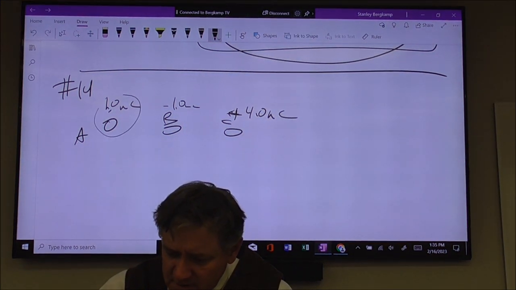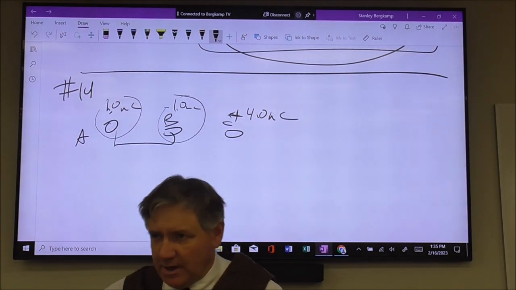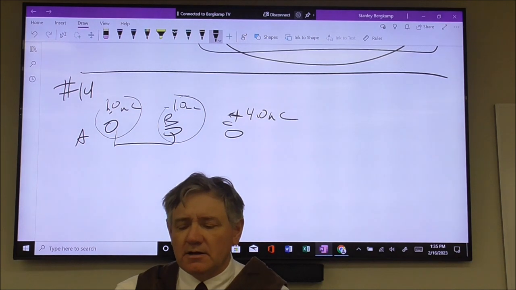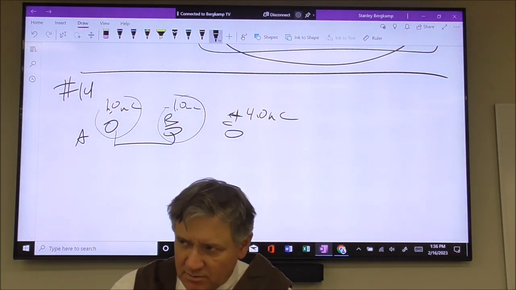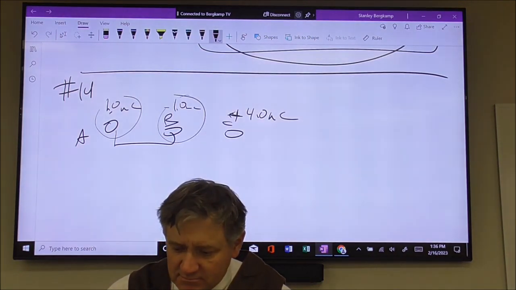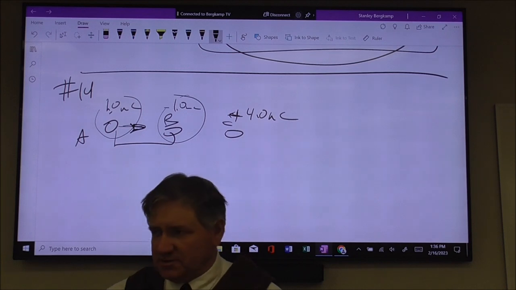This is a positive charge. That's a negative charge. It's separated by a distance of 1 centimeter, right? Okay? So is A going to feel a repulsive or attractive force towards B? Attractive, because they're opposite charges. So A is going to be pulled towards B.